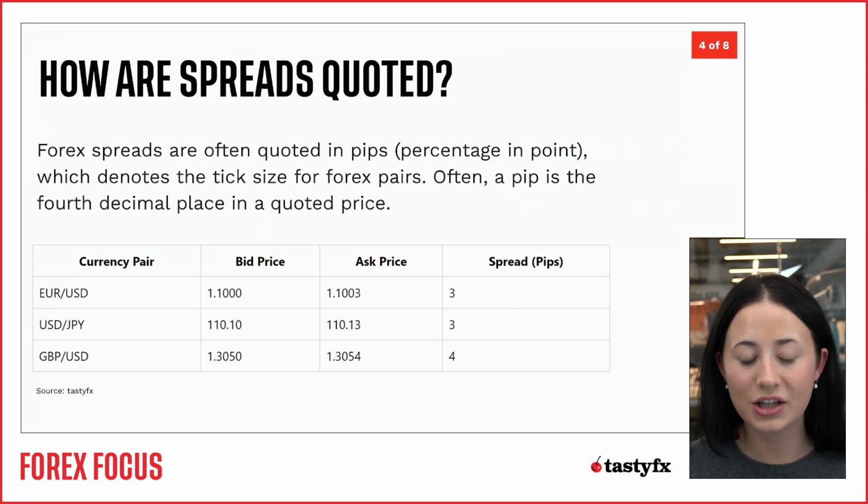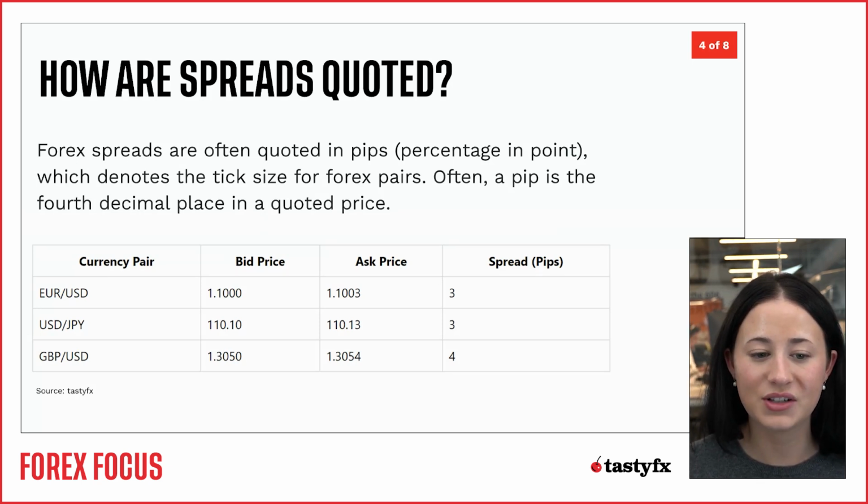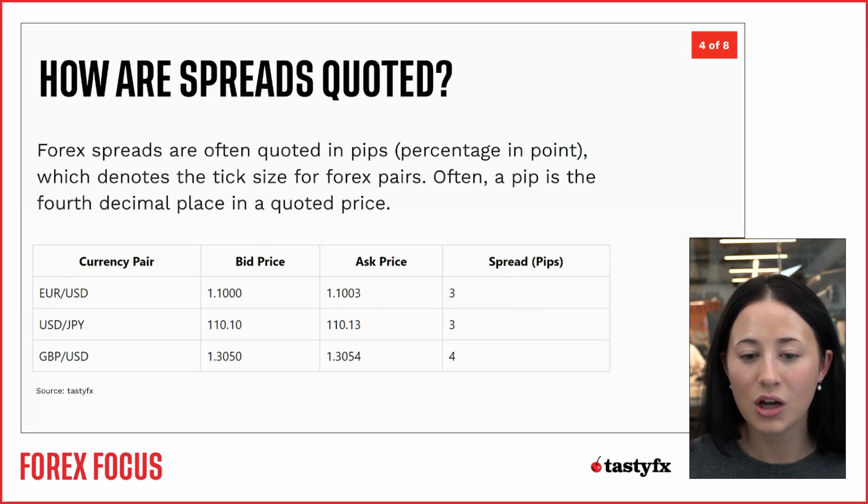To look at the euro and US dollar currency pair here, with the bid price at 1.1 and the ask price at 1.1003, you'll see that the spread is 3 pips. As for the dollar and yen pair, you'll see that the bid price is 110.1 and the ask price is 110.13, with the spread being 3 pips. And finally, for the British pound US dollar pair, with the bid price at 1.305 and the ask price at 1.3054, you'll see that the spread is 4 pips.